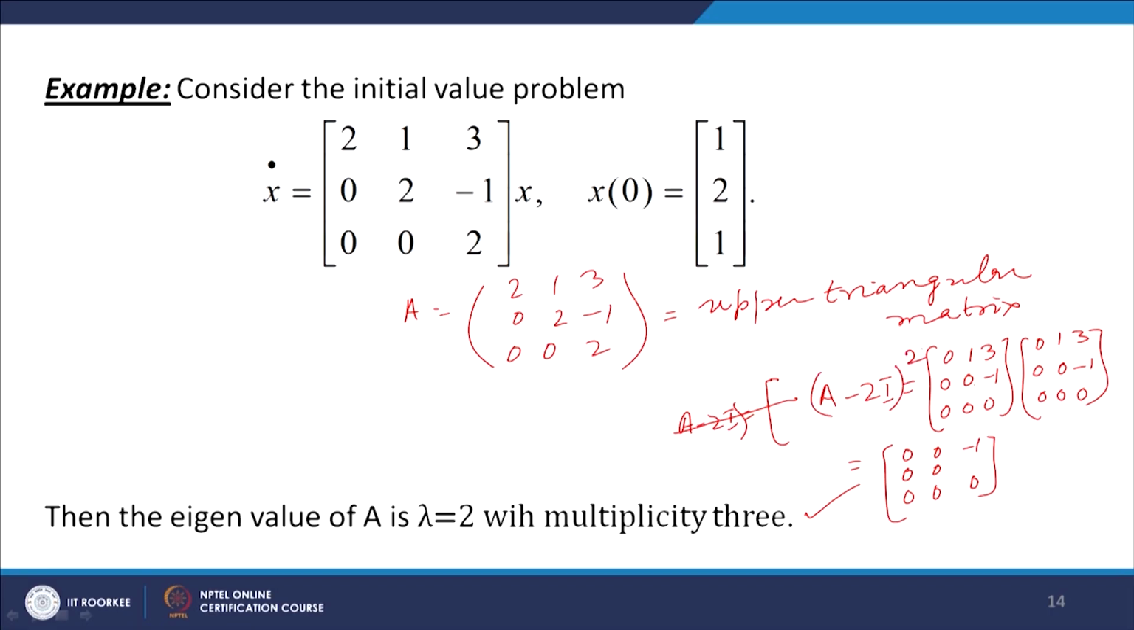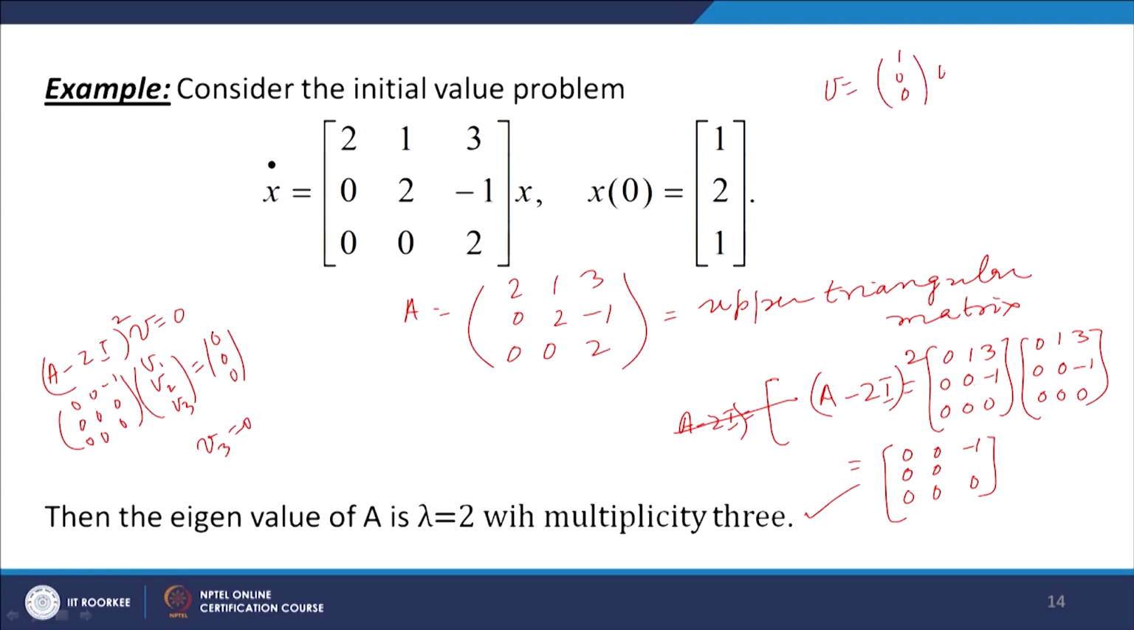So, (A minus 2I) whole square B equal to 0, if you do that, then what you will get is V3 equal to 0. That means B1 and B2 are arbitrary. So, B1 and B2 being arbitrary means we can take B as 1 0 0, or we can take B as 0 1 0.